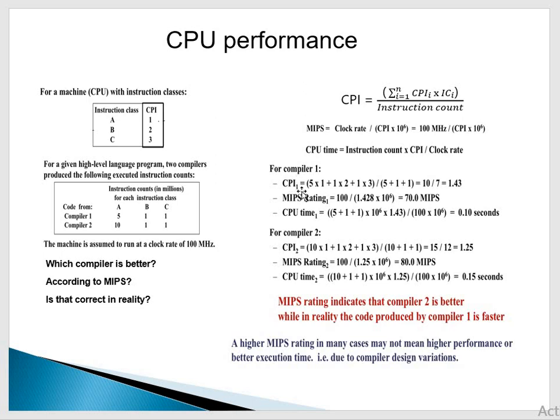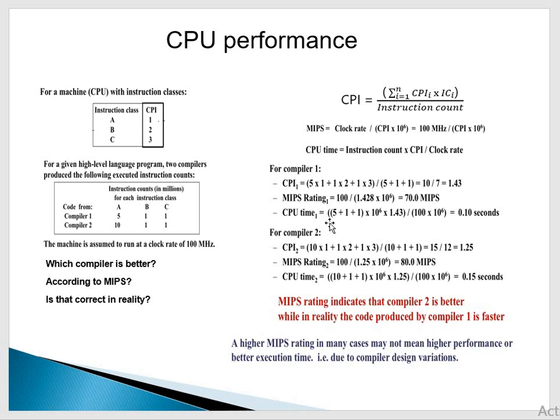For compiler 1, the CPI will be equal to 5 into 1 plus 1 into 2 plus 1 into 3, where 5, 1 and 1 are the number of instructions, and the second part, 1, 2 and 3, are the CPI for each class. This gives us the CPI, which will be equal to 1.43. This will be the overall CPI of compiler 1. To calculate the MIPS, we will use the equation clock rate upon CPI into 10 raised to power 6. By putting in the values of clock rate and CPI, we are able to calculate the MIPS rating of compiler 1. So it is 70 million instructions per second.